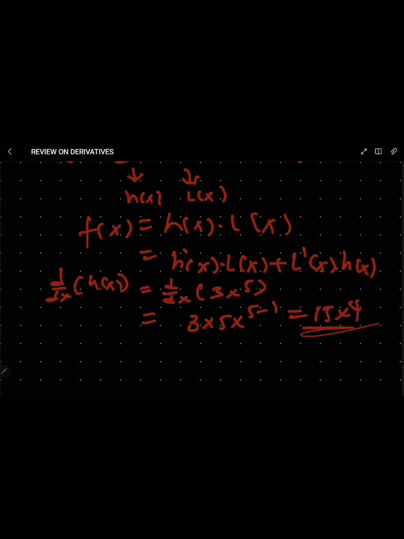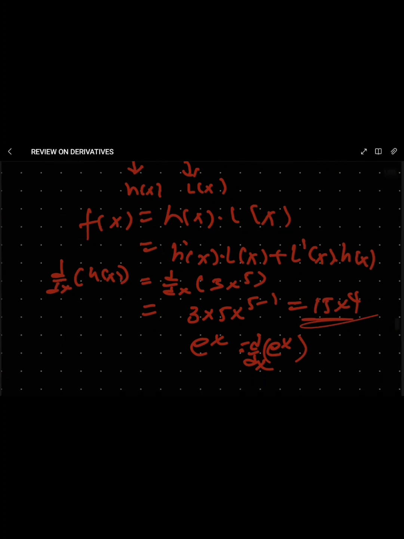And what is the derivative of e to the power of x? e to the power of x is the only function which is the same as its derivative. So the derivative of e to the power of x is e to the power of x. The derivative and the function are the same. This is a typical property of the exponential function with base e.